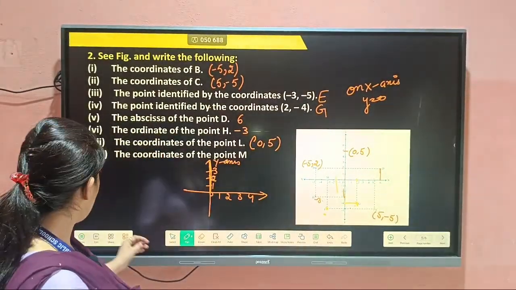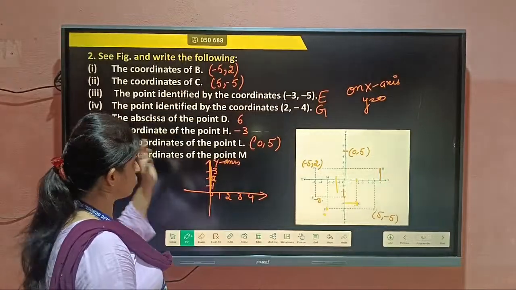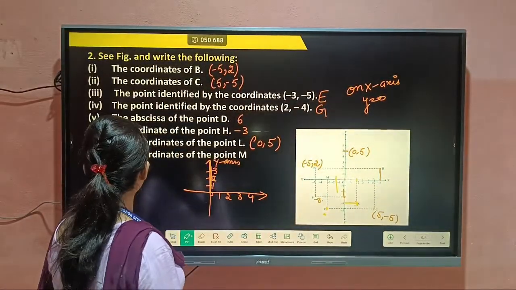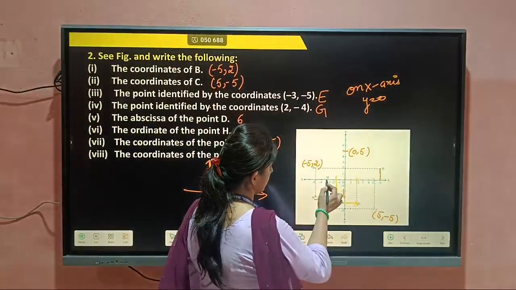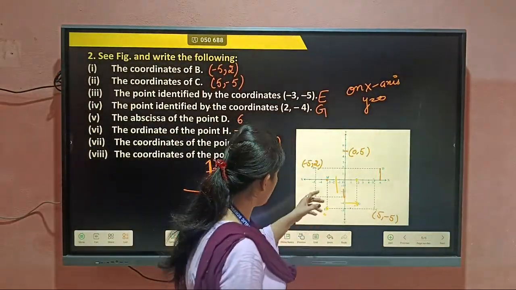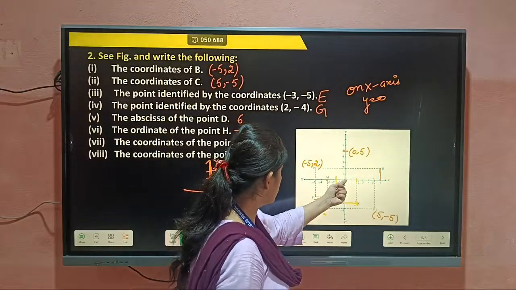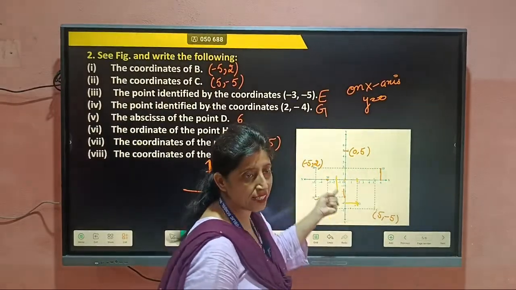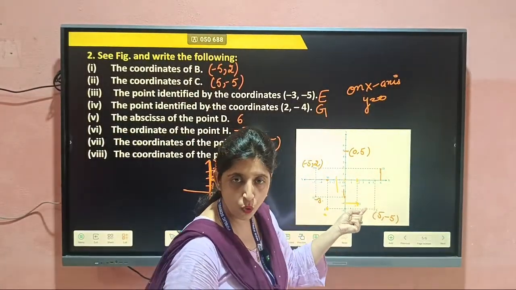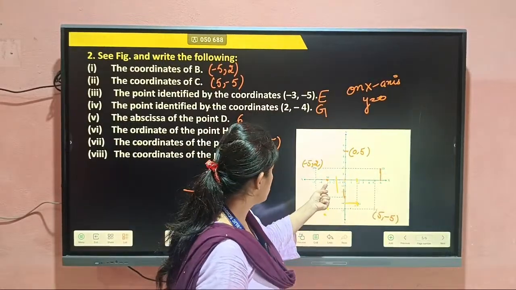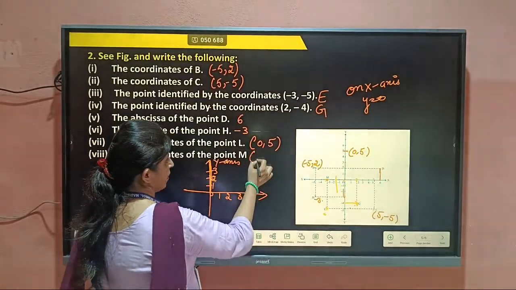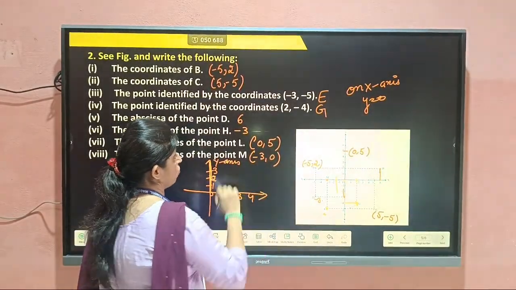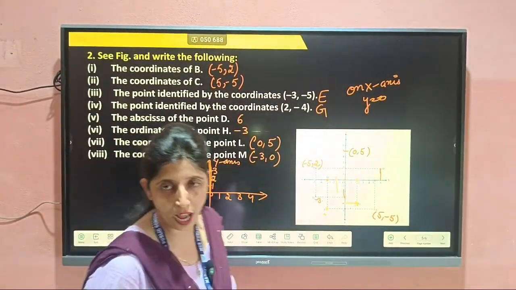Got it? Last point and last question of this exercise, the coordinates of the point M. Where is M? Here, right? We have to tell the coordinates. So this is on the x-axis. On the x-axis y is 0. Only the x point will be there. So minus 3 and 0 is the coordinate of M.